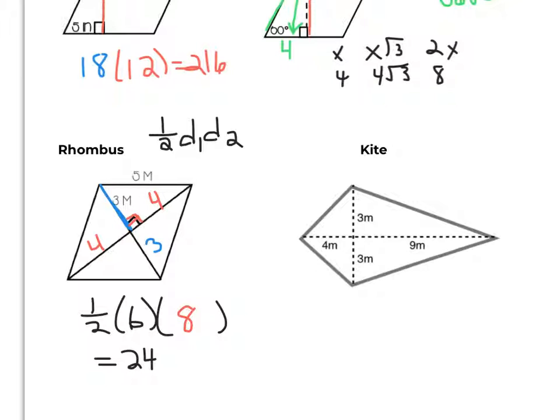For the kite, they already gave me all of my diagonals, so it's just a matter of plugging them in. So my first diagonal has a length of 13. My other diagonal has a length of 6. So that's going to multiply and give me an area of 39.